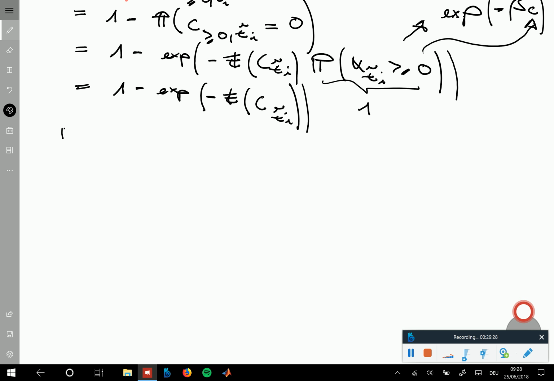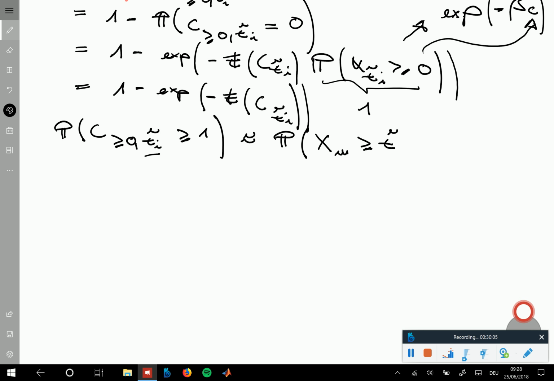So the probability that we've just evaluated here, that the number of clusters at this hypothetical cluster forming threshold of t-tilde i with volume larger than or equal to 0 is larger or equal to 1, is approximately the same as the probability that the maximum of the statistical field, which we called x_m, is larger or equal to t-tilde i, which is somewhat surprising, and we will look at that in a second.